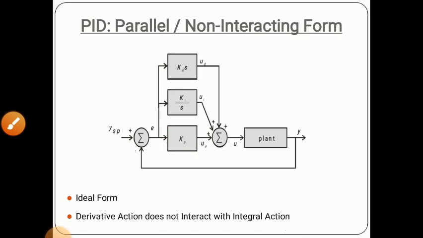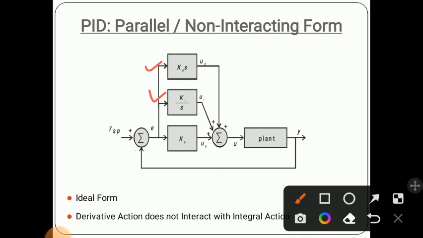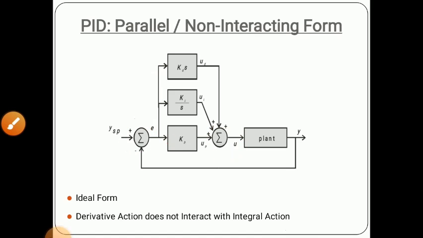So here all three blocks are added in parallel, and the summation of these blocks is taken over here. The input is the error, and like this we control the plant. This is the ideal form, the parallel form. Now when we connect in parallel, what happens? The derivative action does not interact with the integral action.